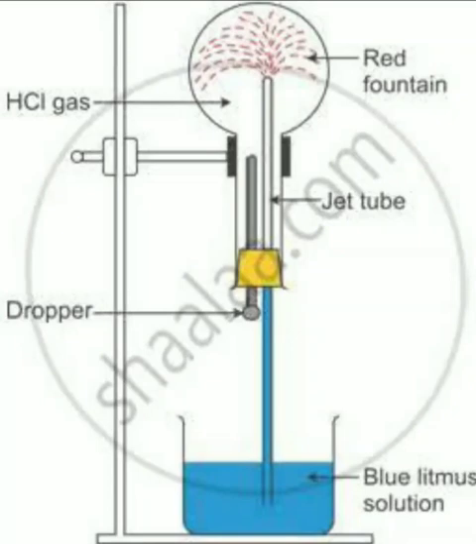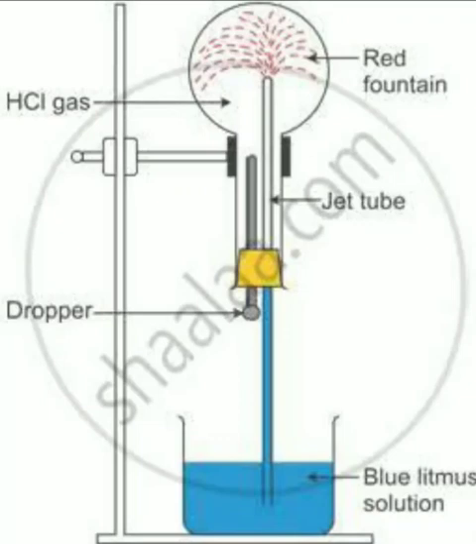In the beaker you have taken blue litmus solution. In the dropper some water is there, and in the round bottom flask you have taken hydrogen chloride gas. After that, when you press the dropper, what happens? The water passes into the round bottom flask, and the hydrogen chloride dissolves in the water. That means the outside pressure will now be more.